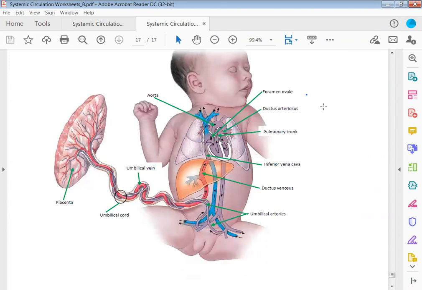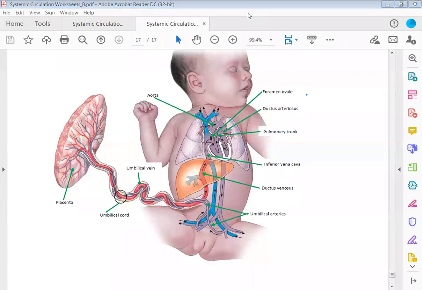So in fetal circulation, the fetal lungs are not working at this point. So all of the oxygen has to come in from the mom. So it comes from the mom into the placenta, from the placenta into the fetus. Okay, so here is the placenta.